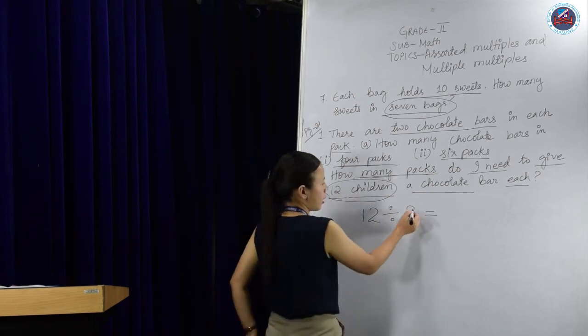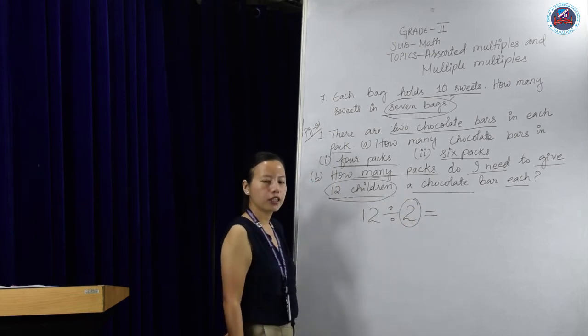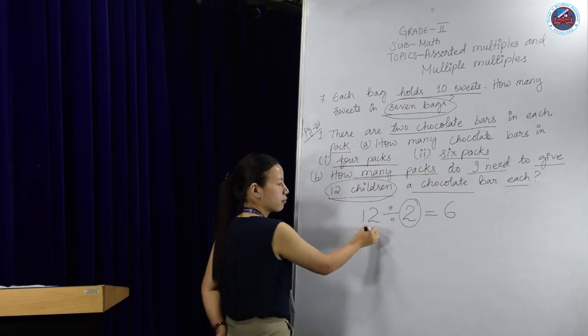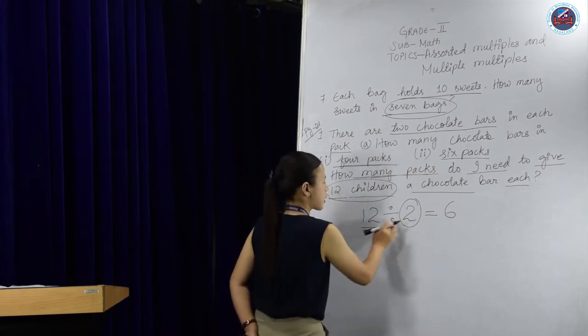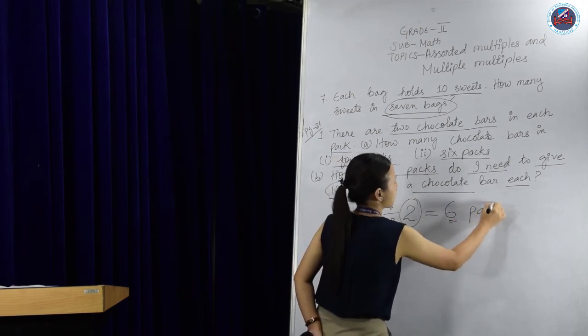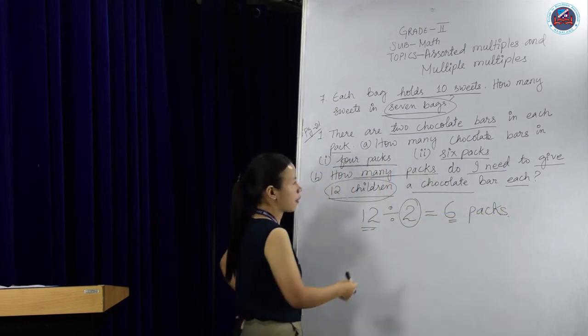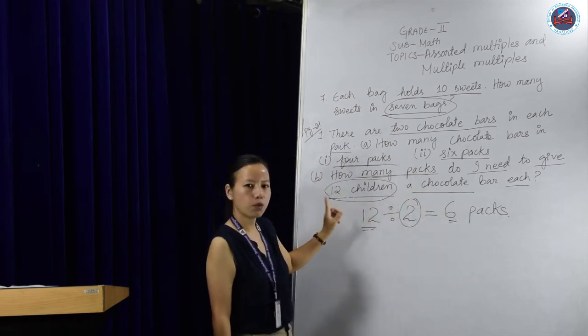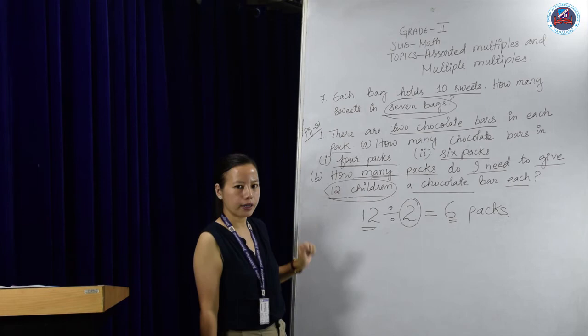What is the answer? Just read the table of 2. 2 times 6 is 12. So your answer is 6 bags. That means I need to give 6 bags to these 12 children so that each child gets 1 chocolate bar.